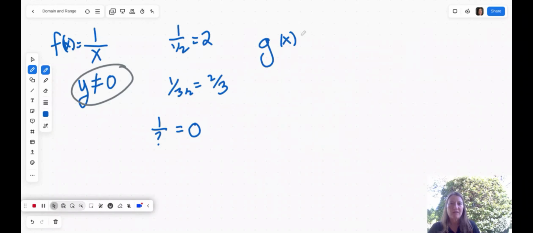Now, if I take that same concept, I'm just going to add some stuff to my function here. Okay, so now I'm going to examine what happens if I have 1 over x minus 7. It doesn't even matter what's underneath there, and I have a plus 5 here. You might be familiar with what's going to happen here.